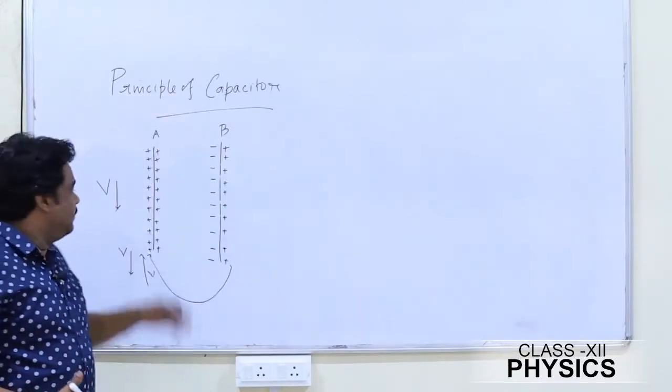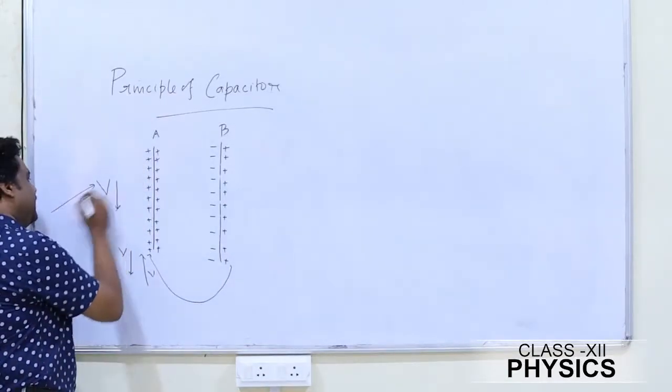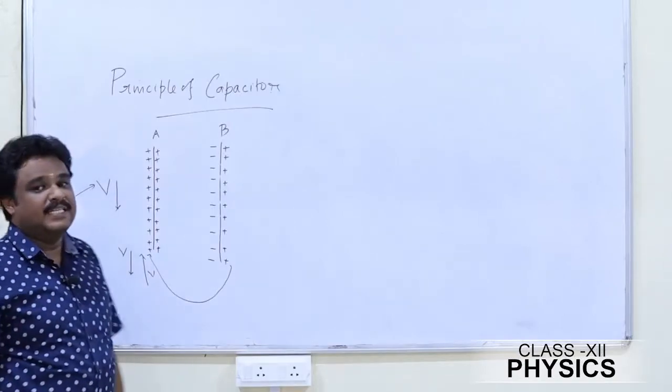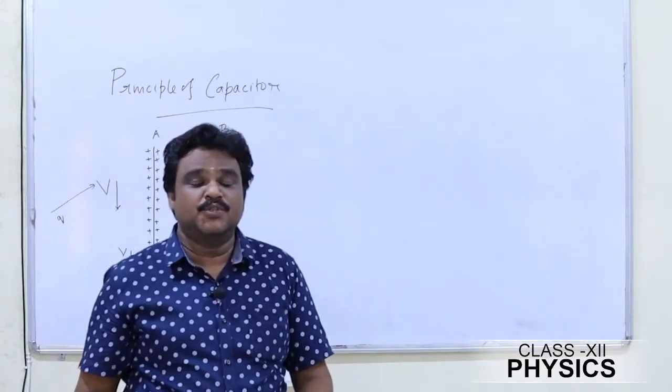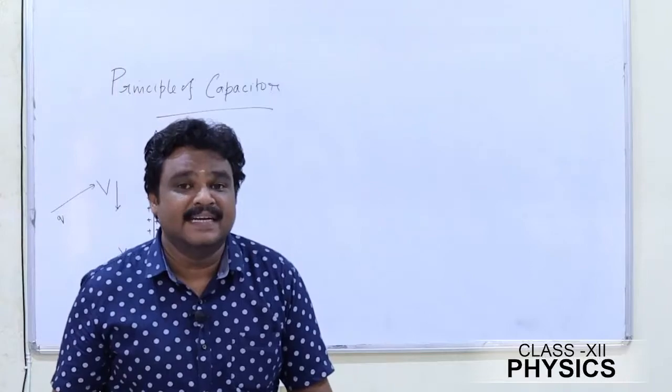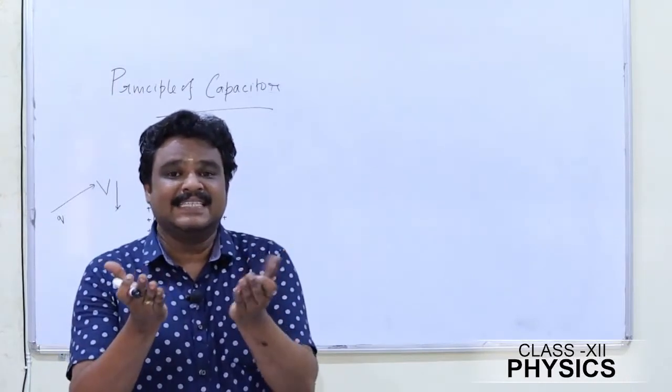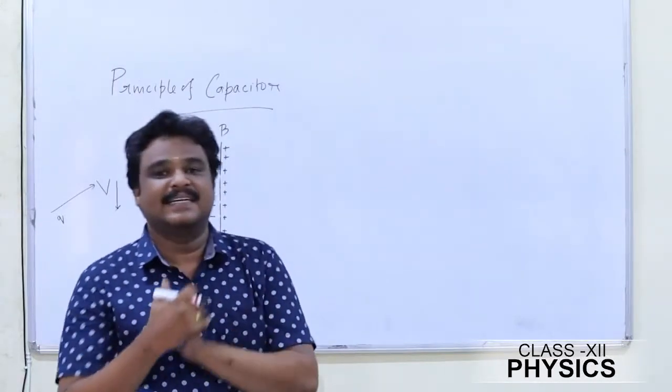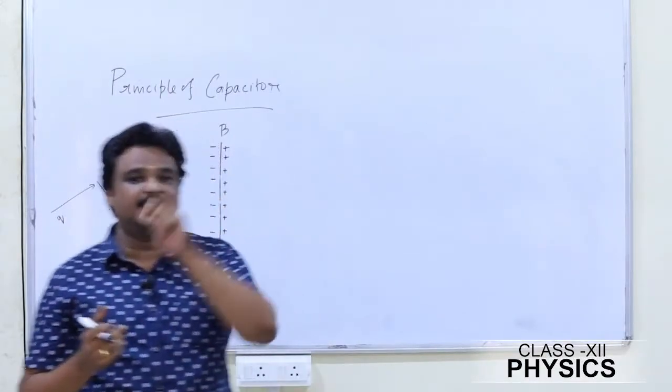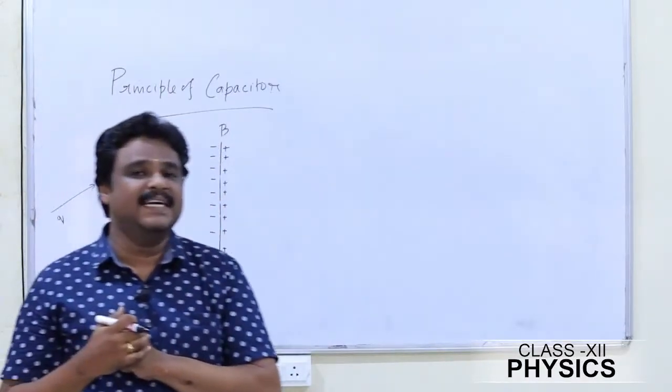So if the potential is reduced, you are going to supply that much amount of charge to make the potential as usual. So what happens to the charge storing ability of a conductor? It is slightly increased if I keep an uncharged conductor closer to it. This is the first basic principle behind the working of a capacitor.